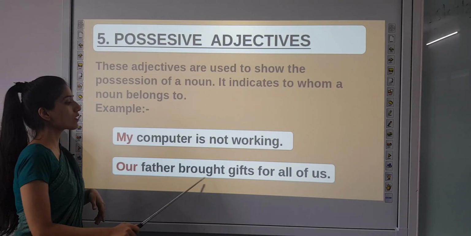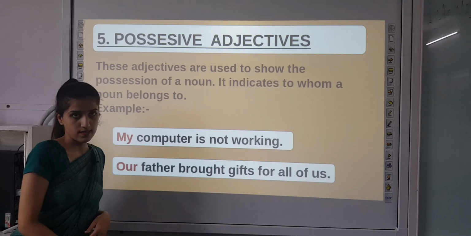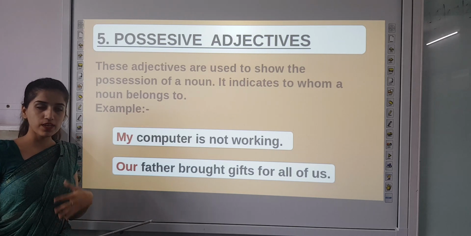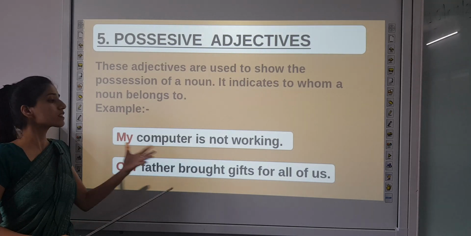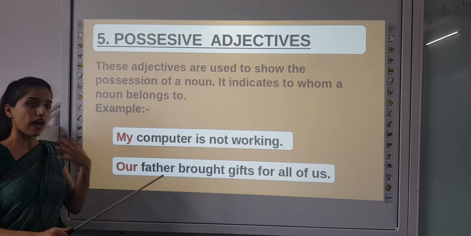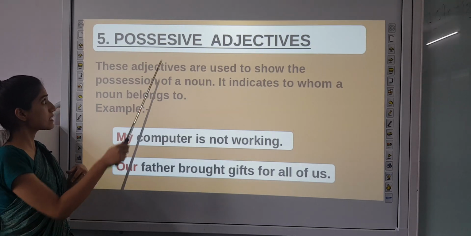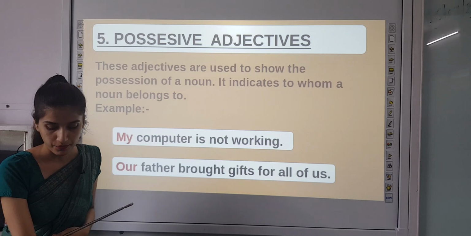Our father brought gifts for all of us. So here I am particularly talking about our father, or all of us, father. So our father brought gifts for us. It is indicating that I am talking about our fathers only over here. So here, our is a possessive adjective.